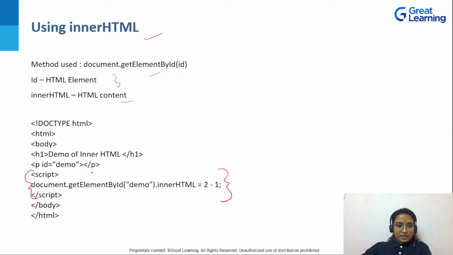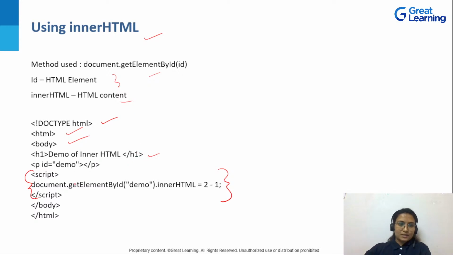So the first thing, as you all know, we'll write doctype html, which will act as a header. Next you have the HTML tag, next is body, then you have some heading, that is h1. You have h1, h2, h3.